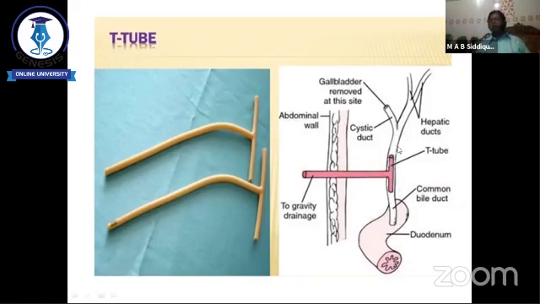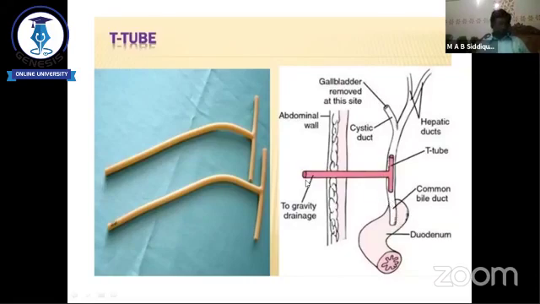If there is no stone, there is no need of a T-tube. But if you cannot confirm that all stones are extracted, in this case we usually, and routinely in previous days, use this T-tube, and this T-tube helps you determine whether a retained or missed stone is present or not.